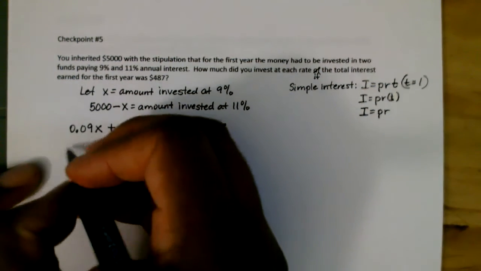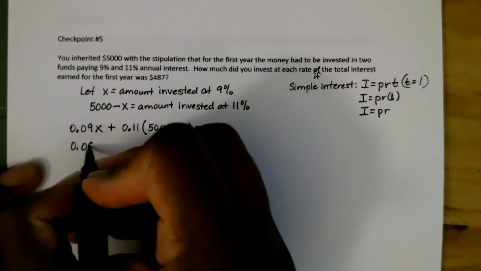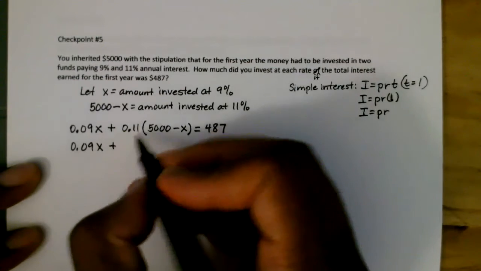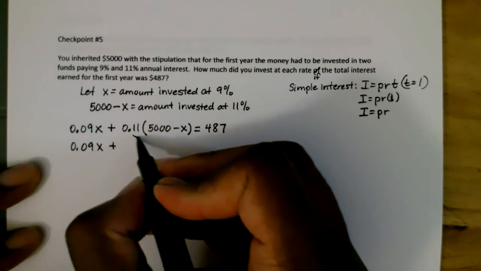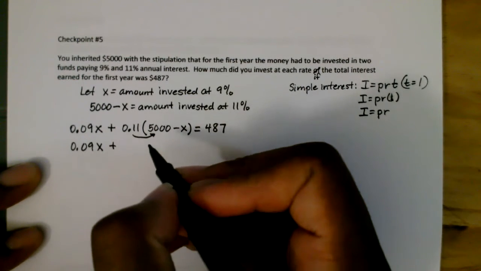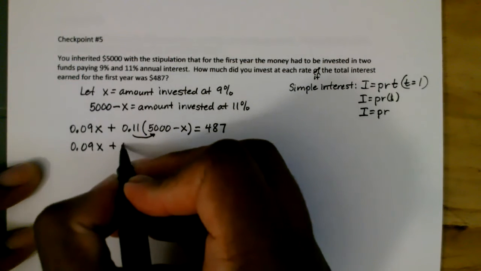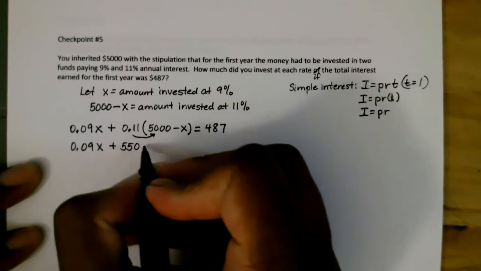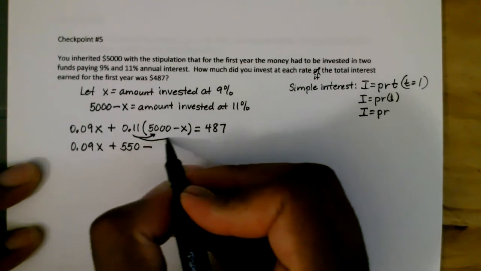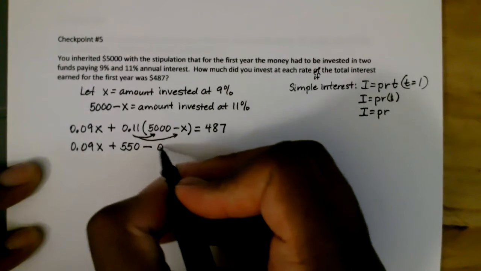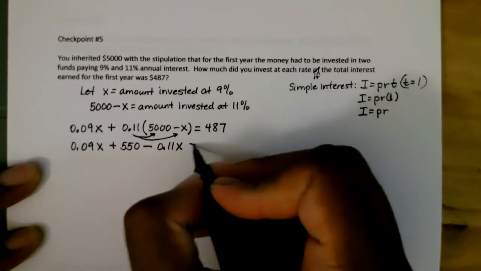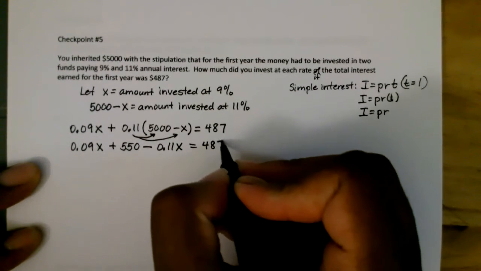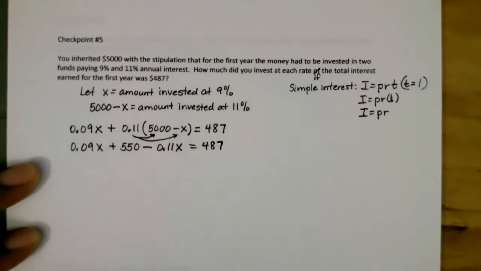So in this case, I'm going to bring down the 0.09x plus distribute by multiplying 0.11 times 5,000. That would give me 550 minus 0.11 times x, which will be 0.11x. That equals 487.